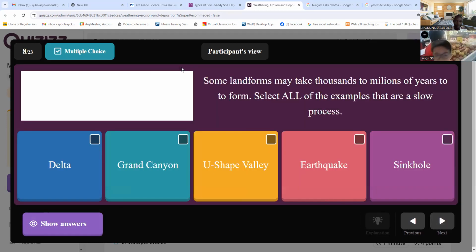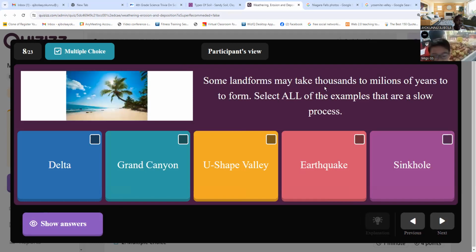Now let's look at this. Some landforms may take thousands to millions of years to form. Select all of the examples that are a slow process. These are technical questions. Some landforms may take thousands to millions of years to form. Select all of the examples that are a slow process.